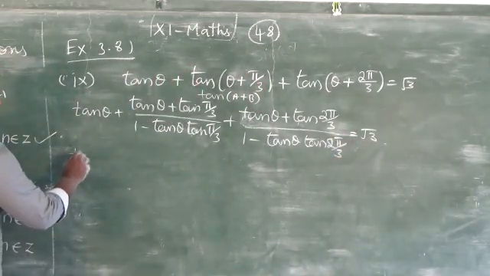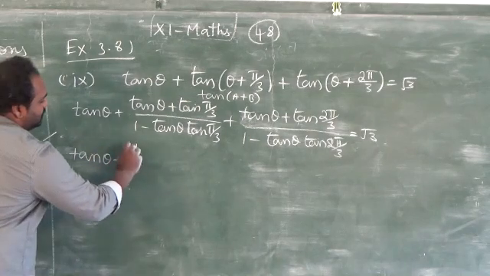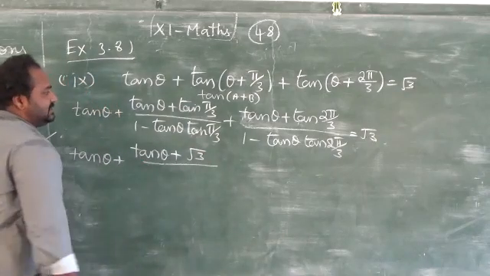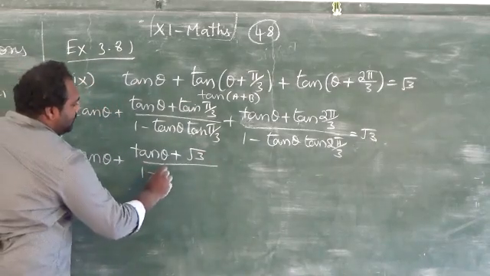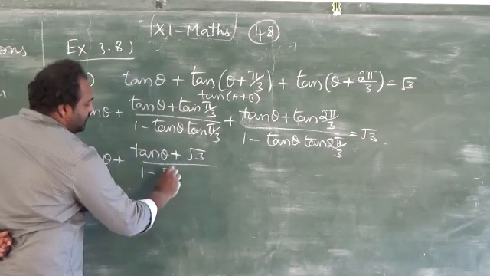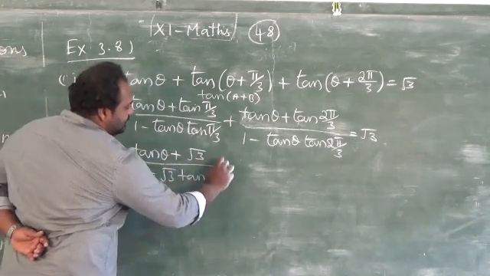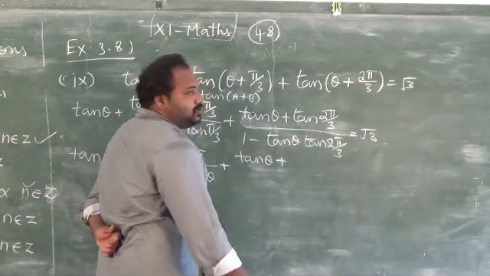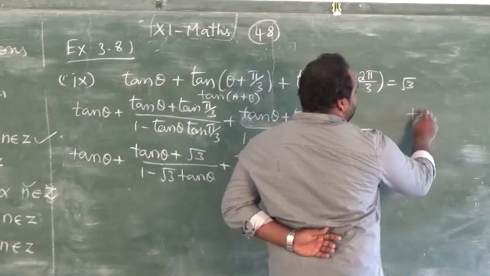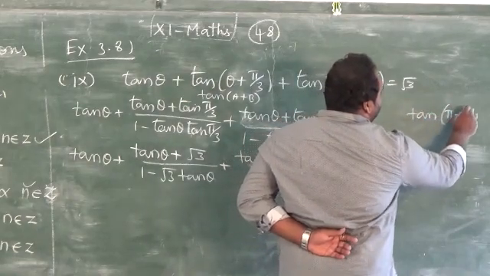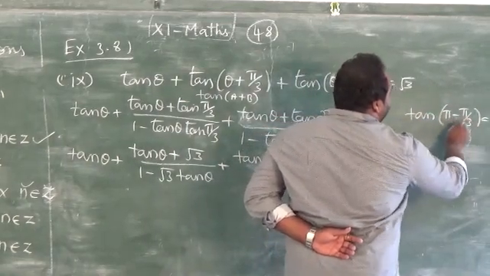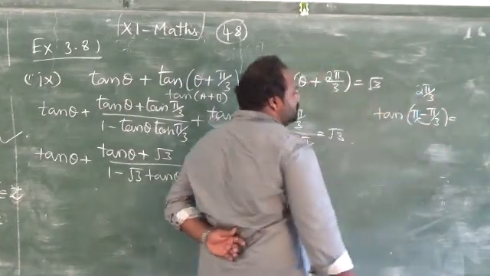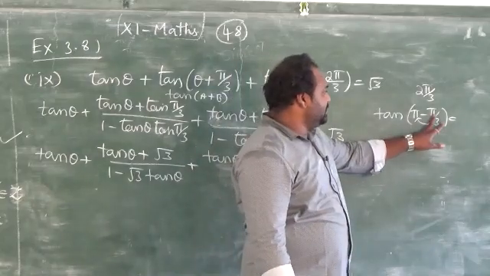Now here I am going to apply the value for tan pi by 3, which is root 3, tan 60 value root 3, 1 minus tan 60 value root 3 tan theta, plus tan theta plus tan 2 pi by 3. The value of tan 2 pi by 3 can be worked out as follows.